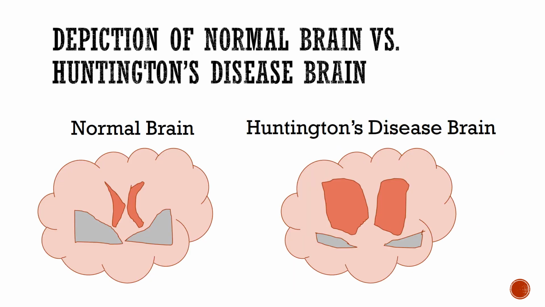Here is a rough depiction of what a normal brain looks like in comparison to a brain with Huntington's disease. As you see, in the normal brain, the lateral ventricles in the center are normal sized, as well as the basal ganglia, which are represented by the gray triangle-like figures. But in Huntington's disease, those basal ganglia are atrophied. They're a lot smaller, while the ventricles are enlarged.